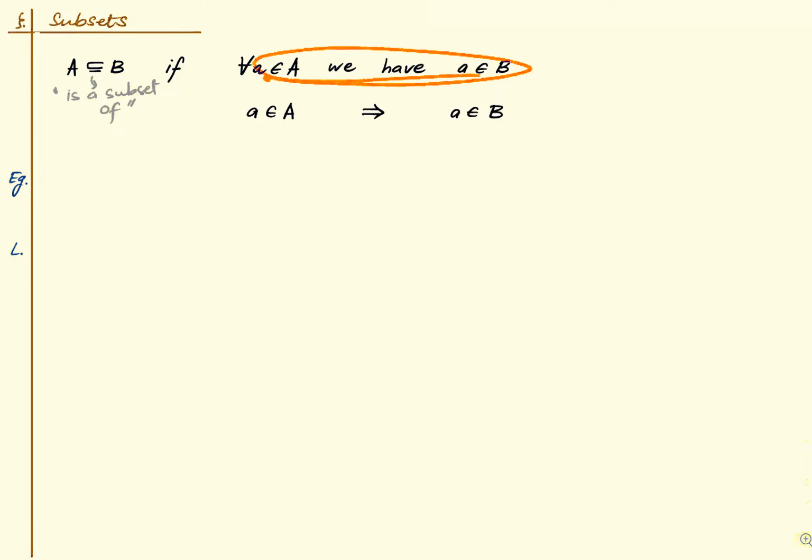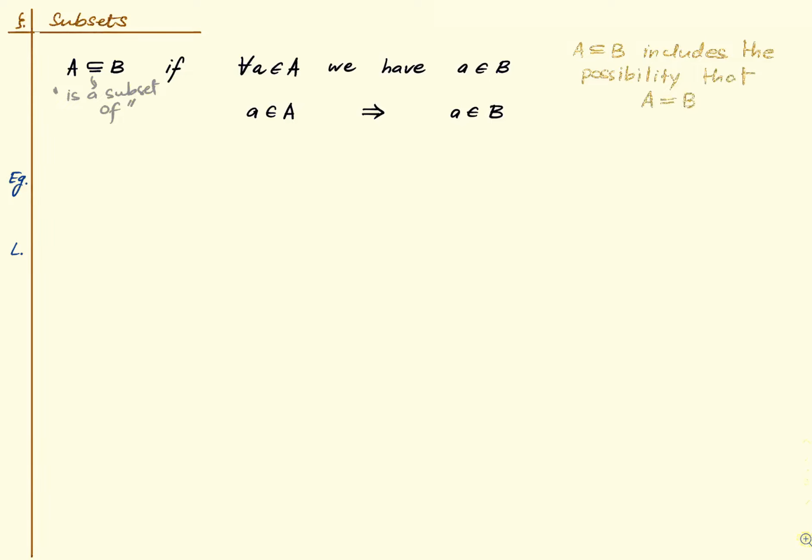Another way to write this is that a in A implies a in B. It's the same statement as that one. And let me plant a flag here that when we write this, this includes the possibility that A equals B. So that's completely fine. And in many textbooks, this is just written as that. So there is no difference between this and this. Okay? But I always put this guy here.